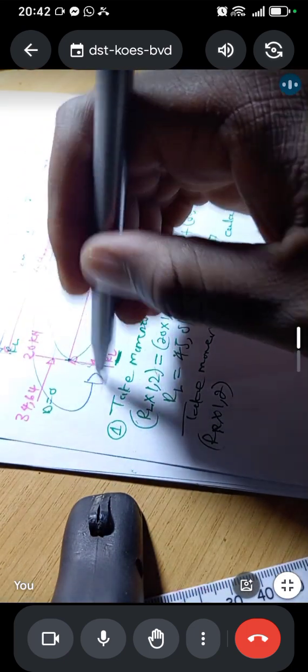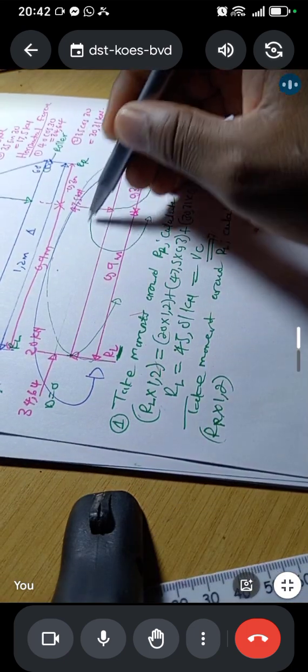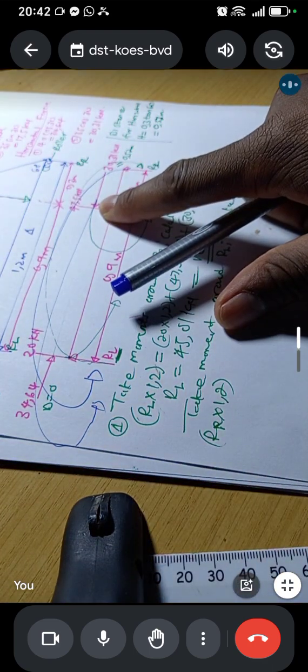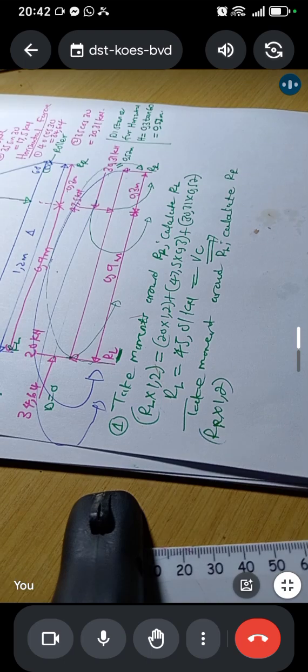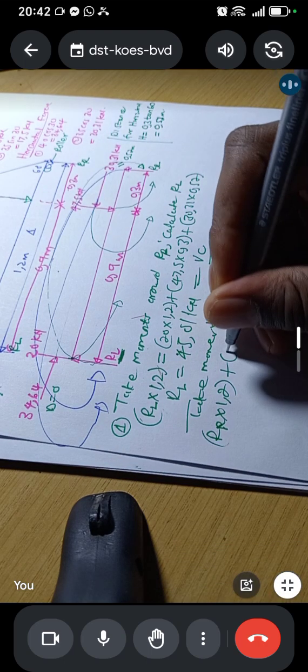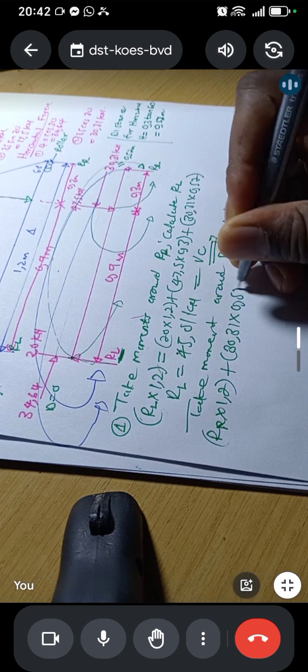This one, yes. That means we have two. So it's going to be what? Plus what? 30.31 by 0.52. We don't have another force. We're going to say equals this one. These two are zeros because they are rotating around this point and it's there. You understand?